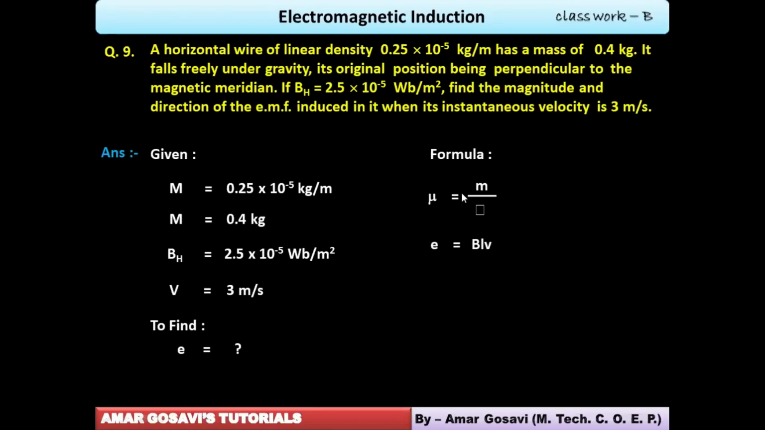You know linear mass density, you know mass. You can estimate length. Okay. That length has to be substituted here. Then we get the EMF induced. Please make a note of this before I show you the solution. Okay, hopefully you have noted this down.